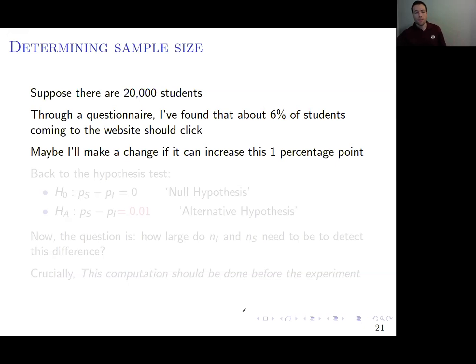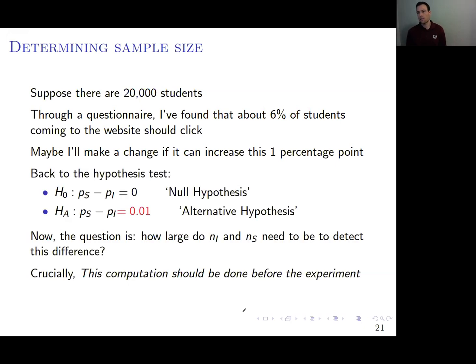So back to the hypothesis test. The null hypothesis is the same, and the alternative hypothesis is similar. It's just a specific version of the alternative. We know the alternative is just that the difference is strictly greater than 0. So now I'm saying I want to detect a particular value of the alternative hypothesis, which would be a 0.01 difference between those true probabilities. So now the question becomes, how large of an n do I need for each one of these groups in order to detect this difference?